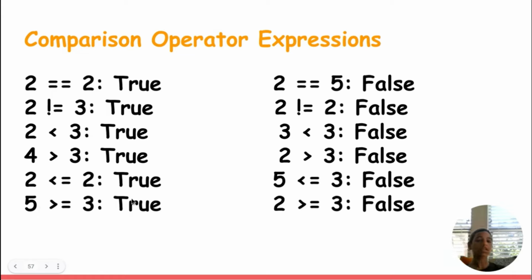Now let's go to false. 2 is not equal to 5. Here's a tricky one: 2 is not equal to 2. So that's saying 2 is not equal to 2, which is false. 3 is less than 3 is false because it's equal to 3. 2 is greater than 3 is false. 5 is less than or equal to 3, that's not right at all. And 2 is greater than or equal to 3, that's not right.